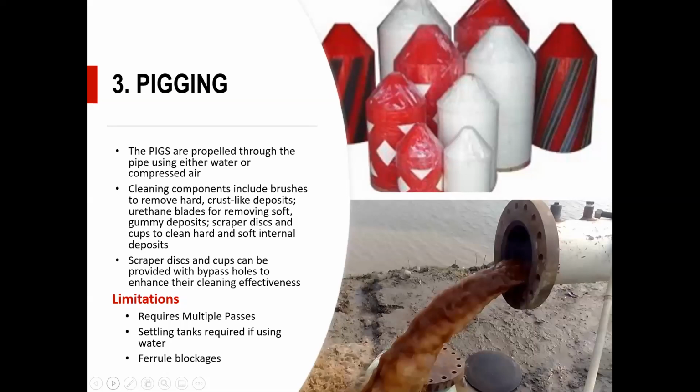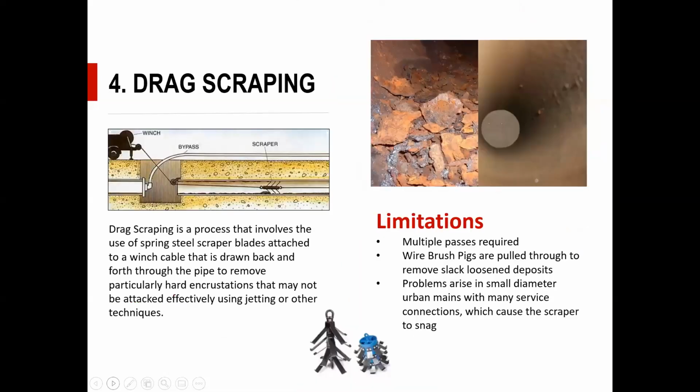One of the limitations, depending on the design and the amount of tuberculation in the pipe, is there is a risk whilst you're cleaning that the ferrules or the connections onto that pipe could become blocked. Obviously, when we're doing pigging on a water main, you're going to have to take the section of pipe out of circulation and put over pumping in while the cleaning's happening. Another one is drag scraping. This involves the use of spring scraper blades. You can see the two pictures at the bottom of the slide.